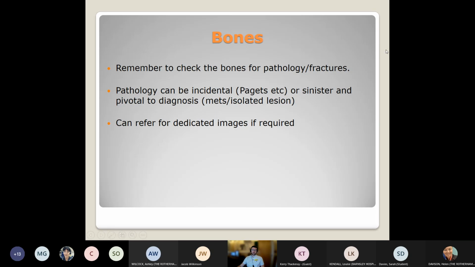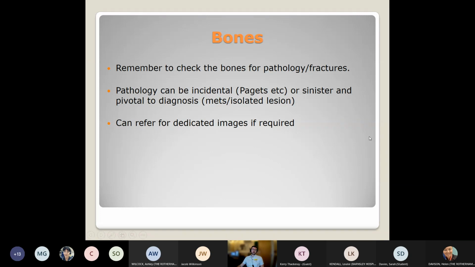Don't forget to look at the bones as well. You can pick up all kinds of bony pathology, most of which is incidental. Things like Paget's disease, degenerative changes. You could look at them and say, oh yeah, it's Paget's disease, but it's not really got much of a bearing on the patient. But occasionally you can see more sinister pathology like metastases, isolated bony lesions.